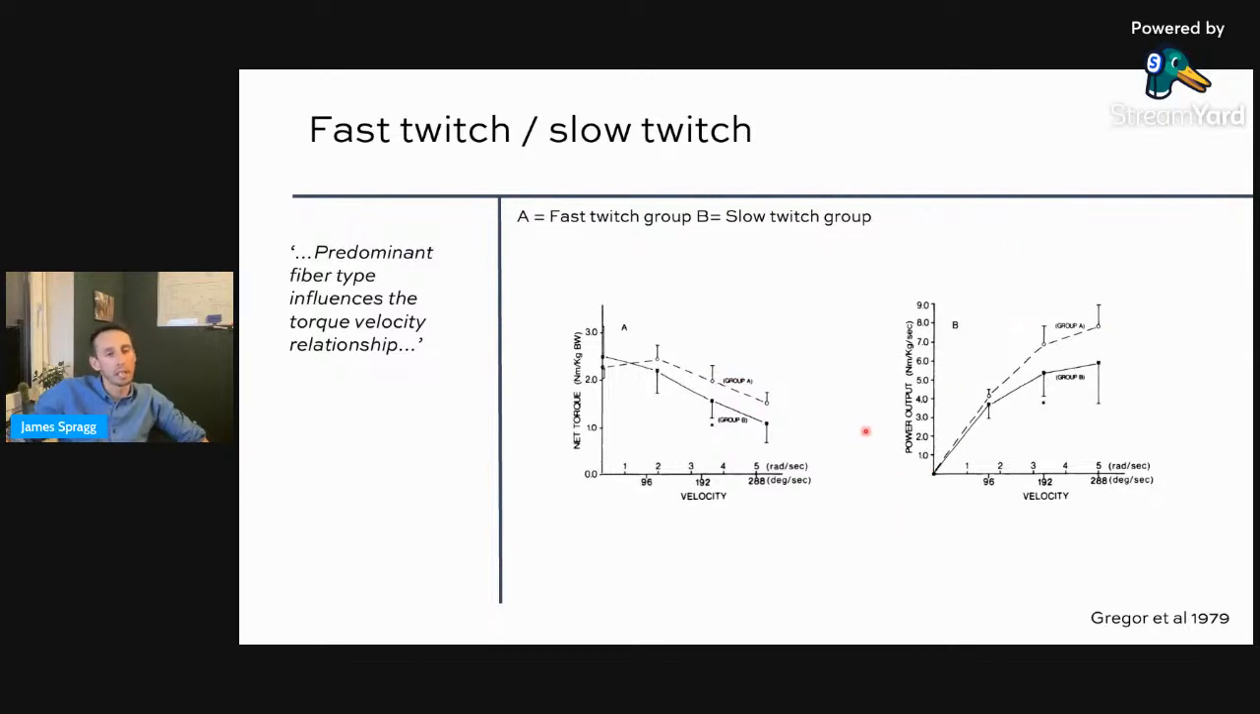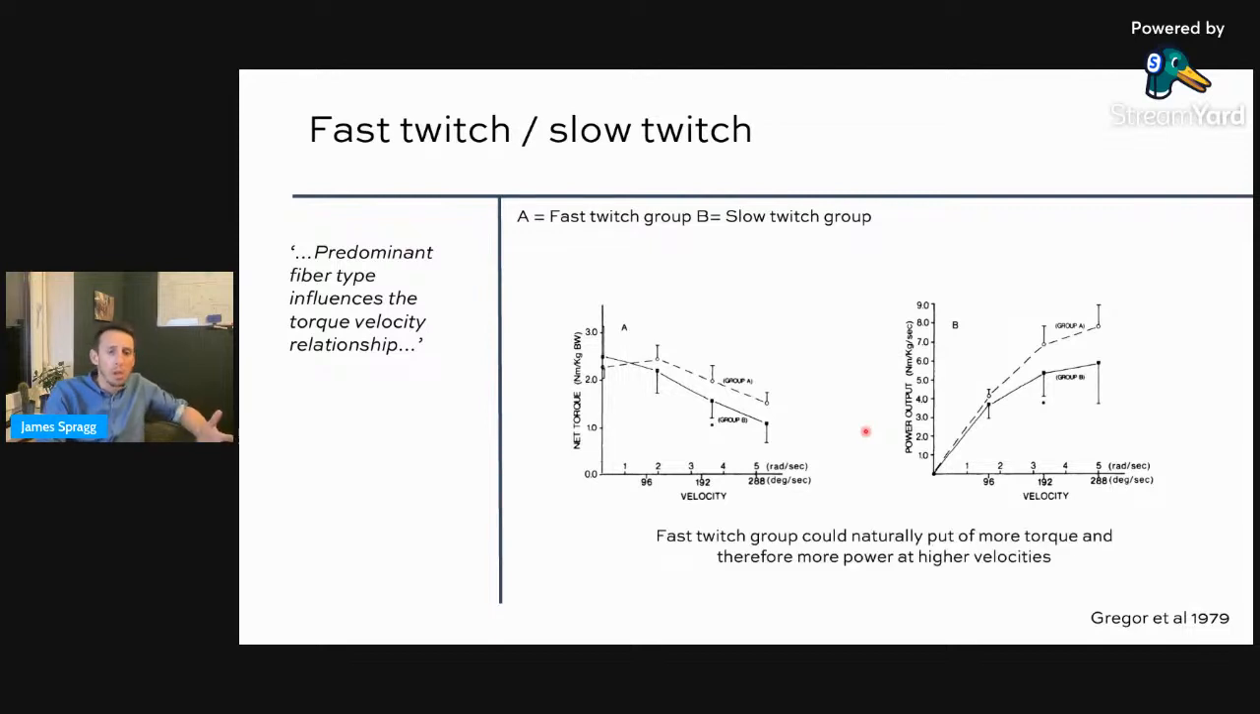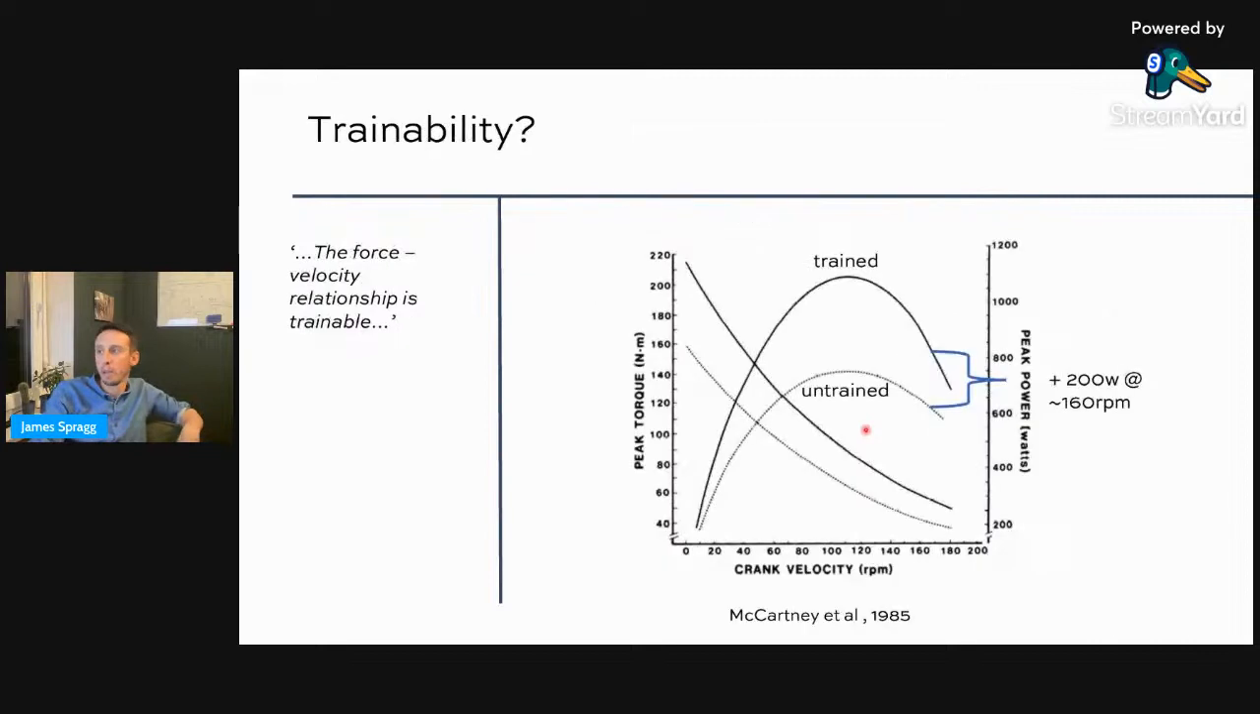Now, that's what we might expect: athletes with predominantly fast twitch fibers can produce higher forces and resultant higher powers. Sustaining that might be a different matter, but at least for those peak values, they're going to be producing higher values. So this tells us something, but we shouldn't give up on our slow twitch athletes, and we also shouldn't try to improve the performance in our fast twitch athletes only. The force velocity relationship is also trainable.